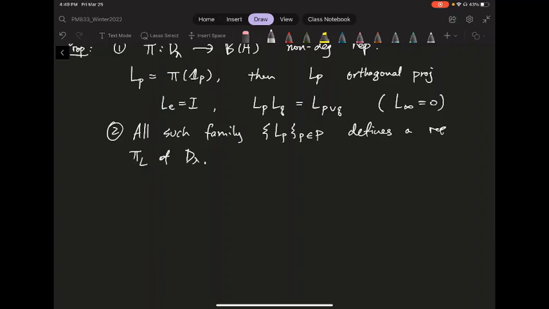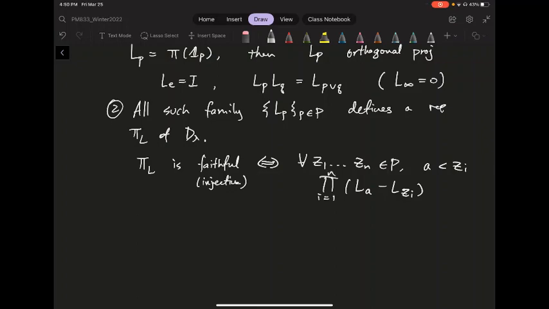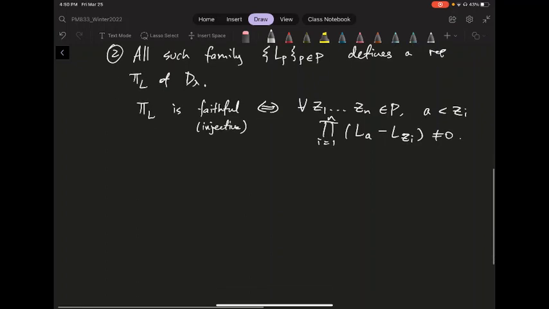And you can also talk about when this pi_L is faithful, in other words, injective. In fact, this pi_L is going to be a faithful representation of your D lambda, in other words injective, if and only if there's a very algebraic condition. For every z_1 up to z_n inside your semigroup, and for some a that's strictly less than all these z_i, if you take the product of these projections, L_a minus L_{z_i}, with i going from 1 to n, that's going to be non-zero. Sometimes this is called the properness condition, the proper or jointly proper condition. So basically we have a very nice description of when this pi_L is faithful on the diagonal algebra.